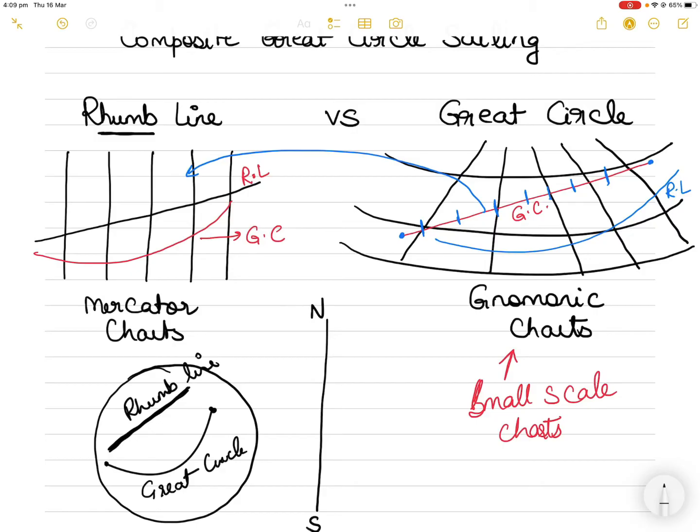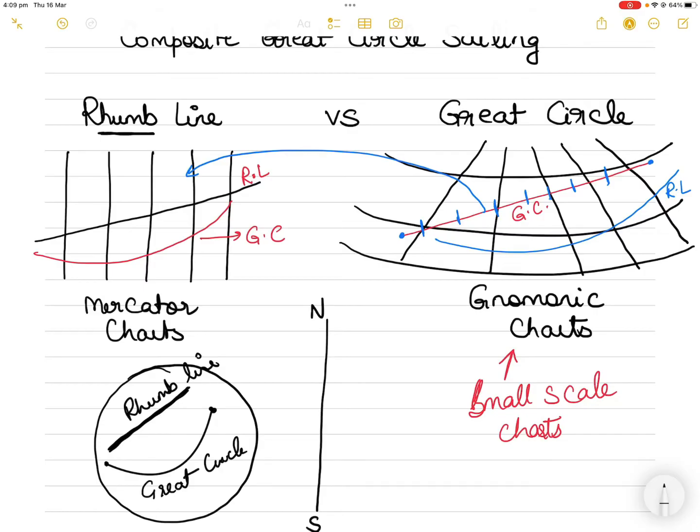Mercator charts are also large in numbers. They are available as large scale charts and small scale charts. Gnomonic charts, not so much. They are much lesser in number. They are mainly small scale charts, and you use them to draw the courses or the shortest courses between 2 points and then transfer it to the Mercator charts.